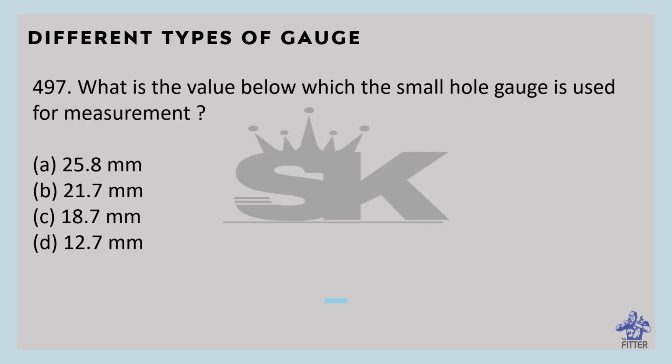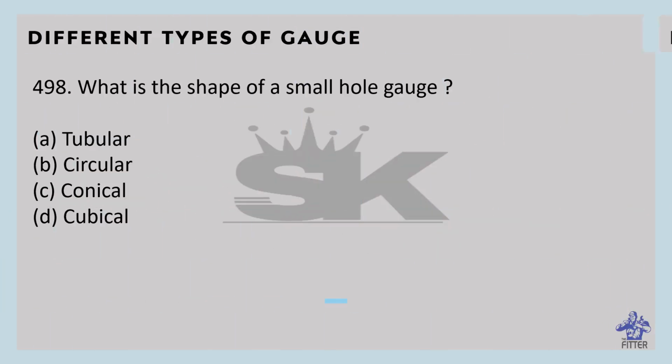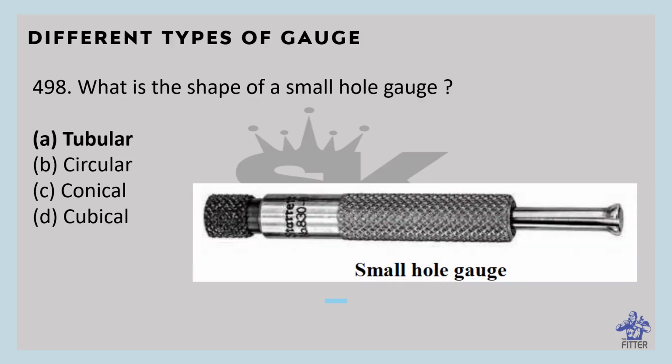What is the value below which the small hole gauge is used for measurement? So that is 12.7 mm. We have discussed that, right? What is the shape of a small hole gauge? The shape of a small hole gauge is tubular. You can see here in the image. This is the small hole gauge.